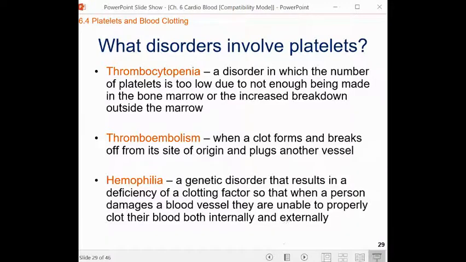The last one is hemophilia, which is a genetic disorder that results in deficiency of the clotting factor. They just flat out don't make it. So when someone has a small bruise or a little tiny cut, they actually never form a clot. And so you get massive bleeding from something that would normally be pretty small.